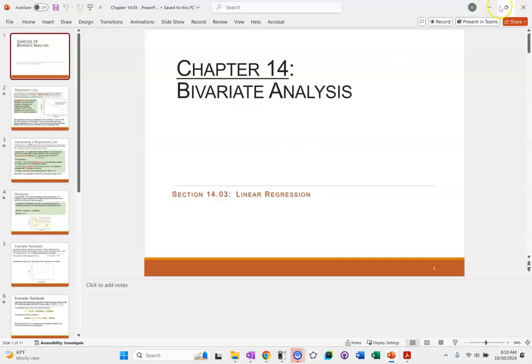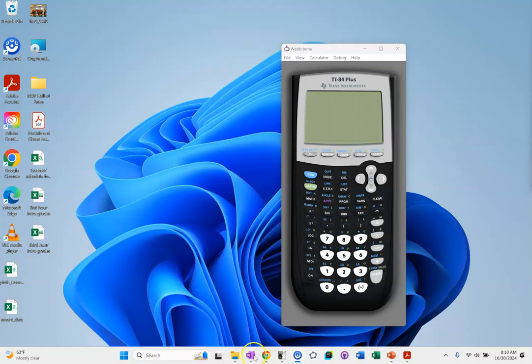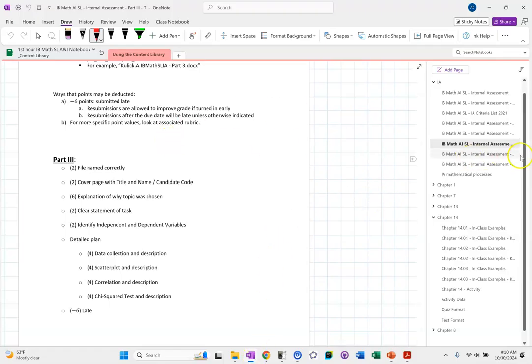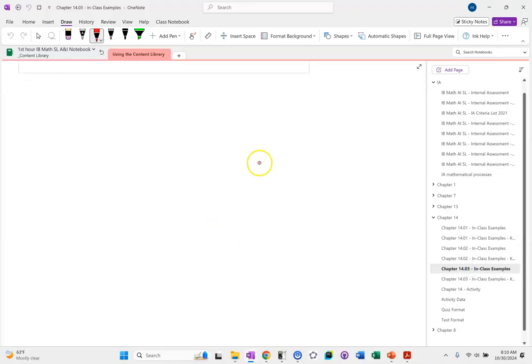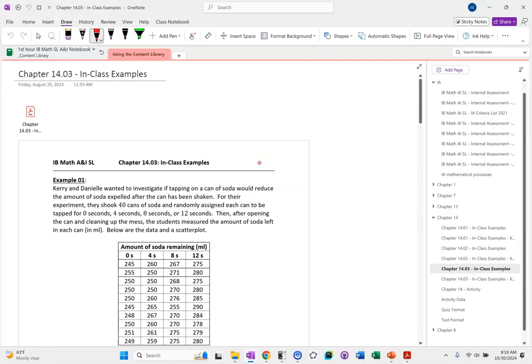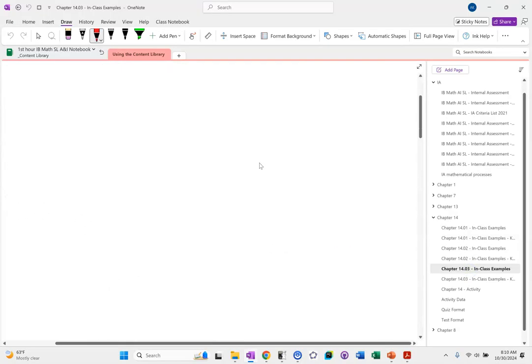What do you guys think? Not too bad, right? In general, this chapter should be relatively easy. Let's take a look at some of the in-class examples here for this second set.